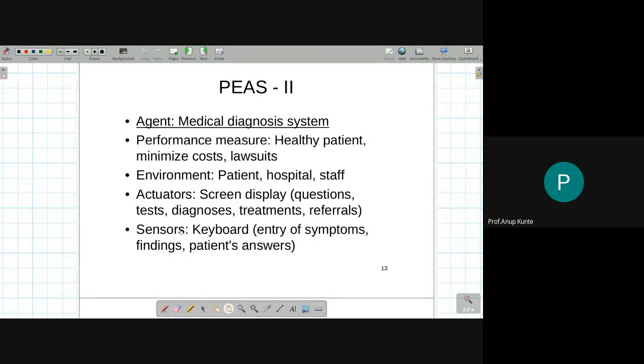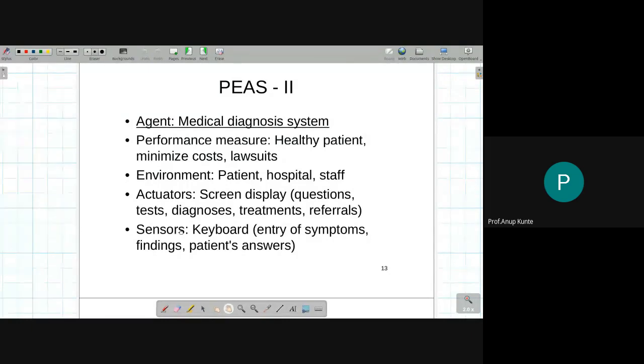Now, what could be the performance measure for a medical diagnosis system? One performance measure is how many people came to me with their painful situation and how many patients became healthy after taking the advice of the medical diagnosis system. How many people got relieved from their diseases based on the diagnosis that this system did. That might be the ratio of healthy patients.